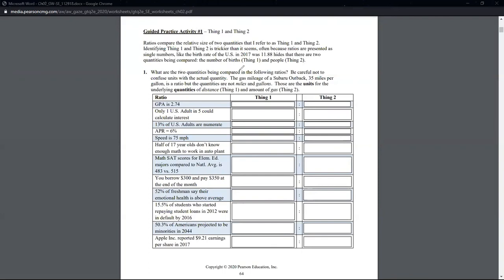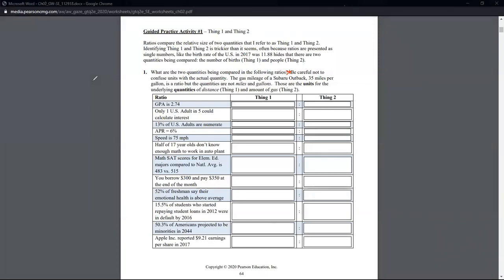What are the two quantities being compared in the following ratios? Be careful not to confuse units with actual quantity. Now, this little sentence right here, be careful not to confuse units with quantity. Since we're just using our own words, I honestly would not care if you confused units with quantity. So I will give that as an example.